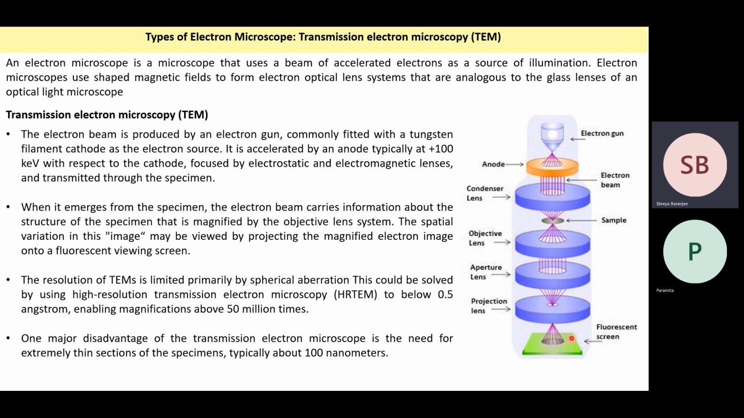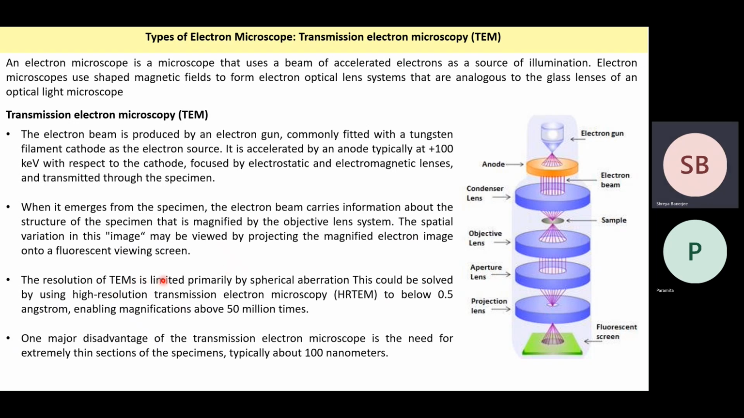Finally, it reaches a fluorescent viewing screen, which gives an image wherever the electron strikes it. So basically the use of the fluorescent screen is that wherever the electron is striking the screen, a spot is formed. So like that, the image of the object is formed.